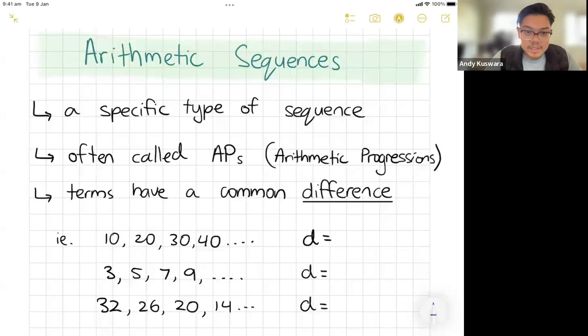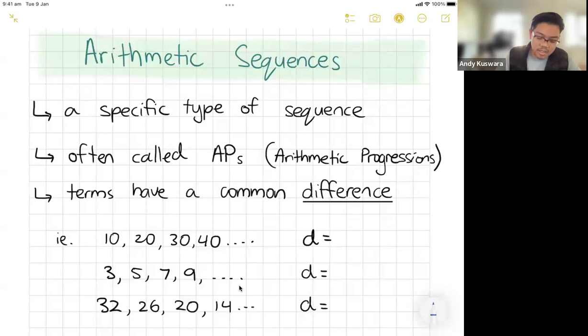Straight to a series or a sequence. In particular, we're going to talk about a specific type of sequence called arithmetic sequences. For short, from now on, I'm going to call them APs. It just means arithmetic progressions. Progressions and sequences are kind of the same thing. The special part about an arithmetic sequence is that all the terms have a common difference, which means that we go up by the same number every time.